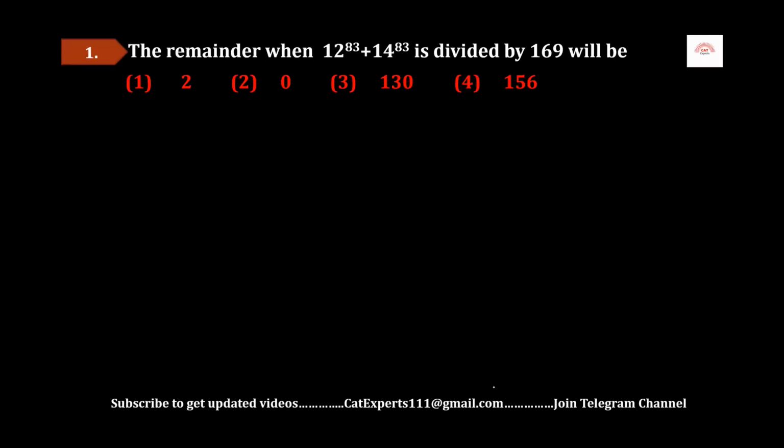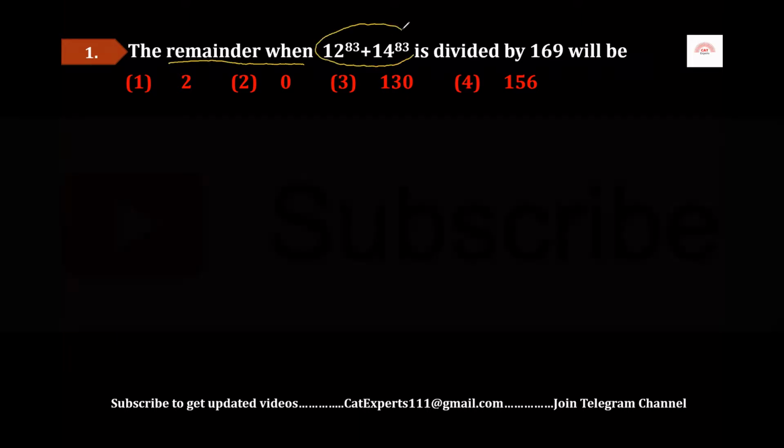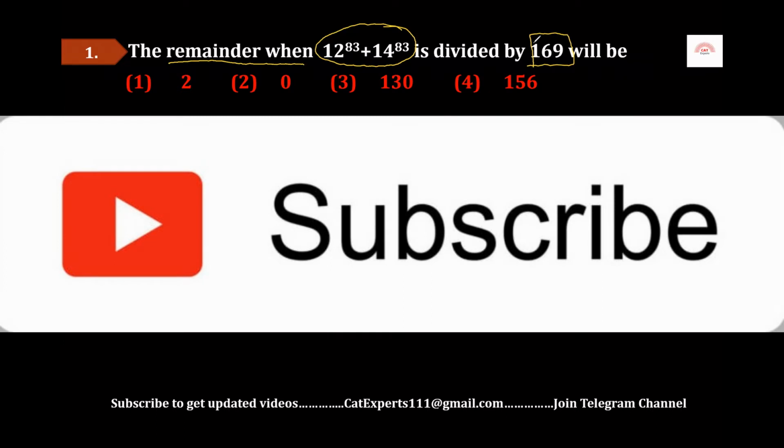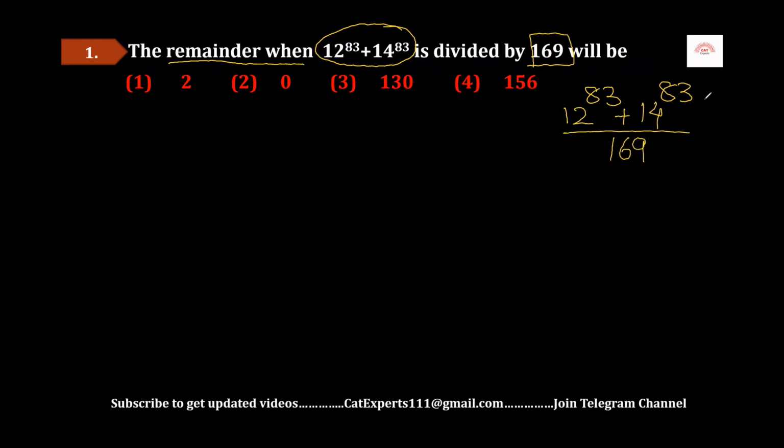So, this is going to be the first question for the day. What is asked in the question? Let's understand. The remainder when this number is divided by 169 will be. So let's frame the question so that there is no need to read the question again and again. The given question is actually 12 raised to power 83 plus 14 raised to power 83 when this is divided by 169. What is the remainder? This is what we are interested in, right?